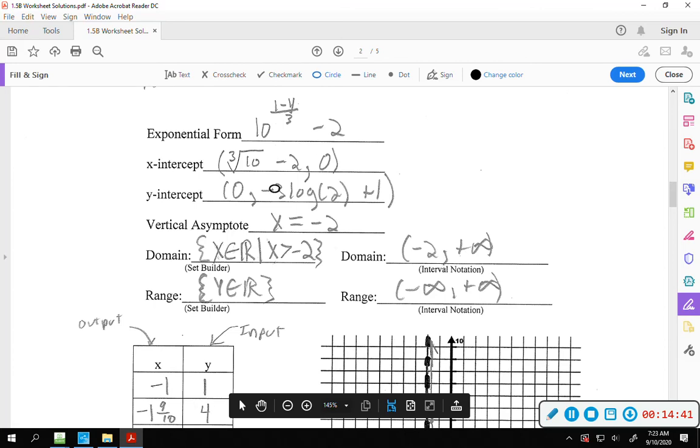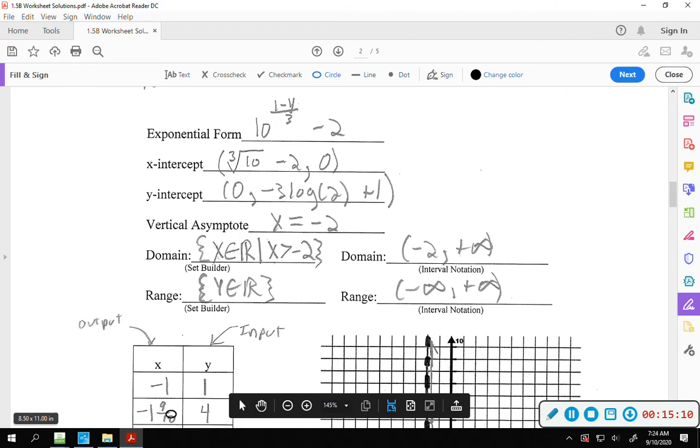What's the next good point to plug in for y if we move to the right? Well, I don't want to plug 2 in. That gives me an exponent of -1/3. I don't want to plug 3 in. But if I plug 4 in, 1 minus 4 is negative 3. Negative 3 divided by 3 is negative 1. I can do that. 10 to the negative first power is 1/10. Minus 2 is going to be negative 1 and 9/10.